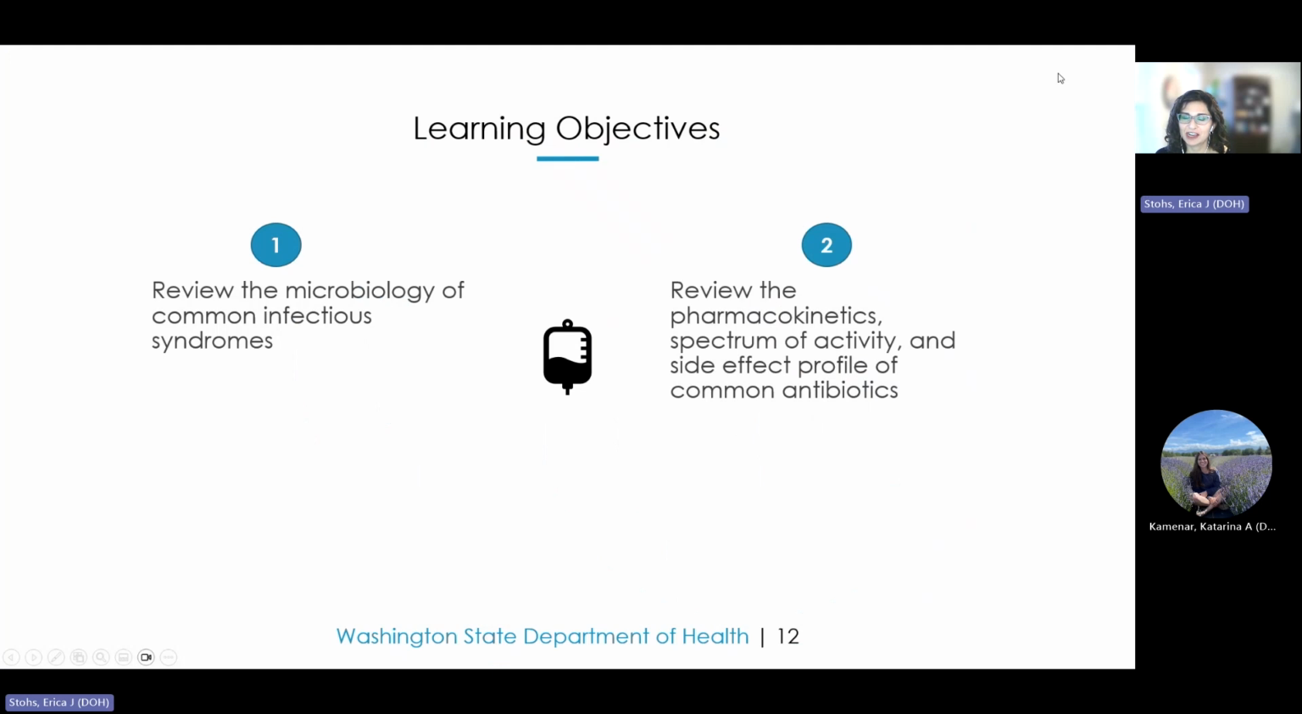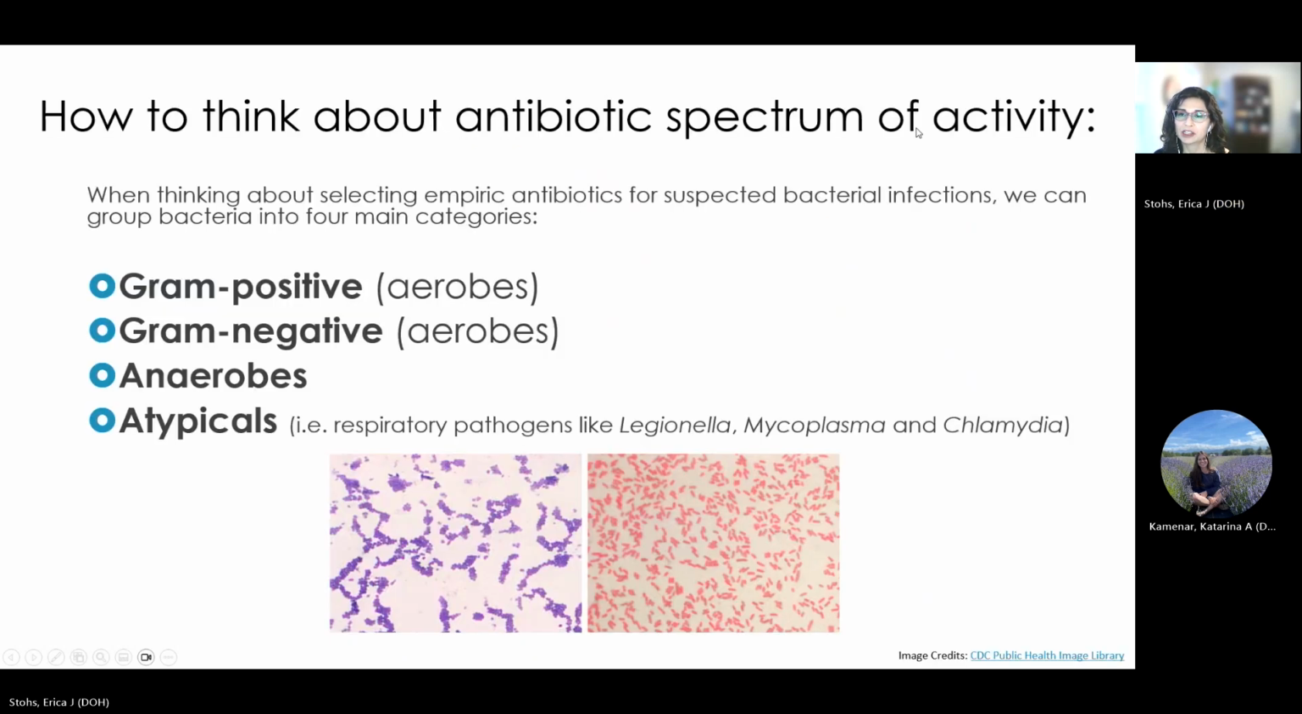Our objectives today: we're going to review the microbiology of common infectious syndromes and review the pharmacokinetic spectrum of activities and side effect profiles for common antibiotics. So how to think about antibiotic spectrum of activity. In other words, what drugs cover which bugs? To do this, we're going to simplify things a lot.